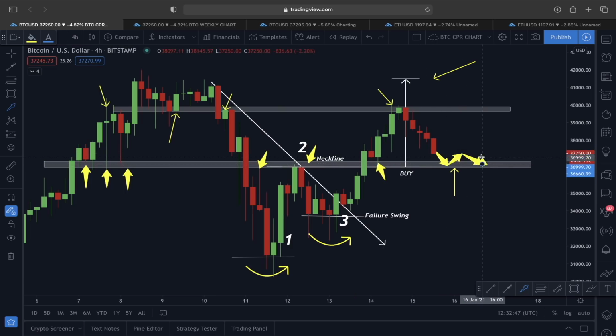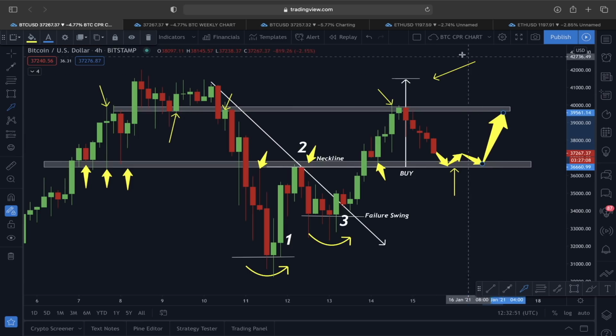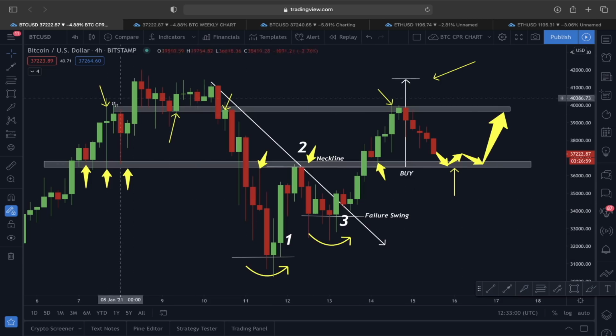Finding support could actually give us another opportunity to look for long in this manner, because according to this 1 to 3 reversal, our upper target is still open, right? This 41,500. So let's see how this one is going to turn out.